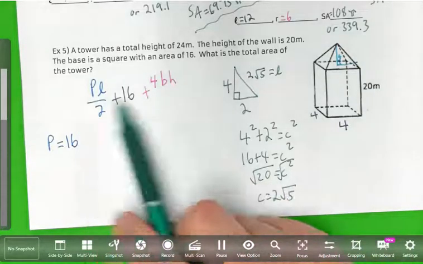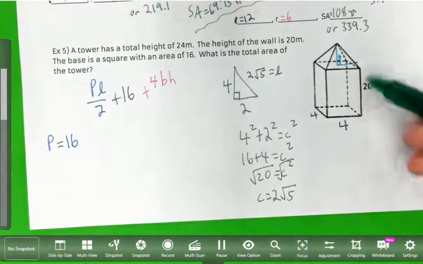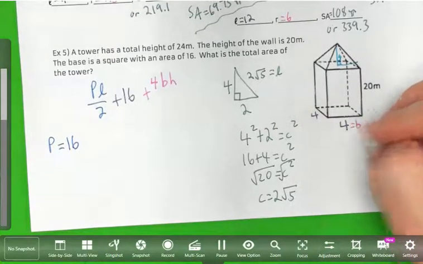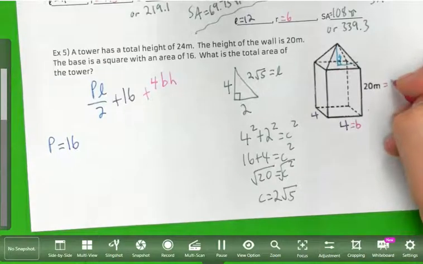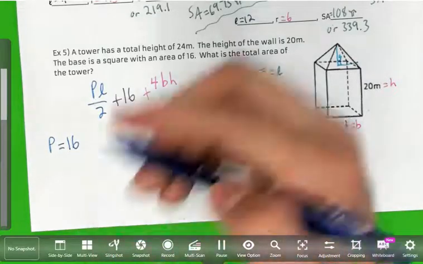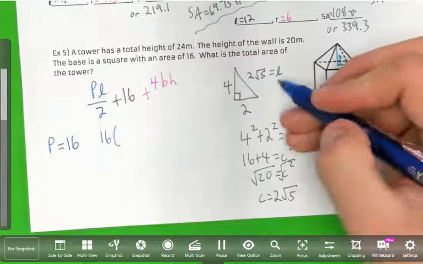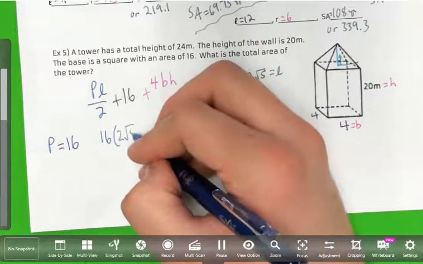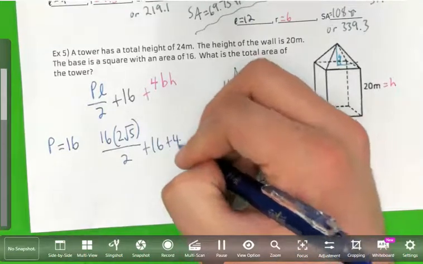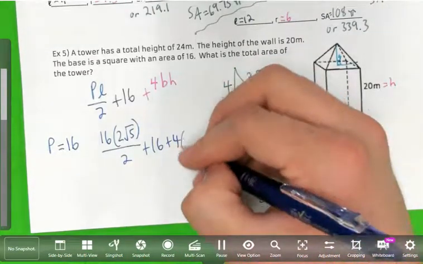All right, so we now have pretty much everything we need. I'll go ahead and establish that for each of these rectangles, we can say that our base is 4, and then our height is 20. All right, so now we have everything that we could possibly need to plug in. P is 16. L is 2 square root of 5. Then divide by 2. Add 16. And we'll add 4 times 4 times 20.